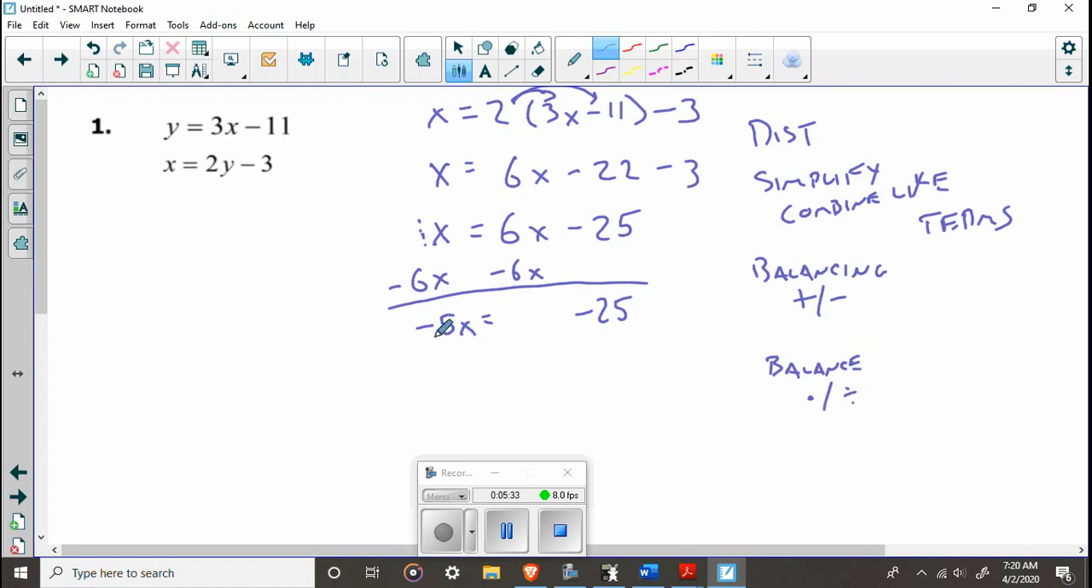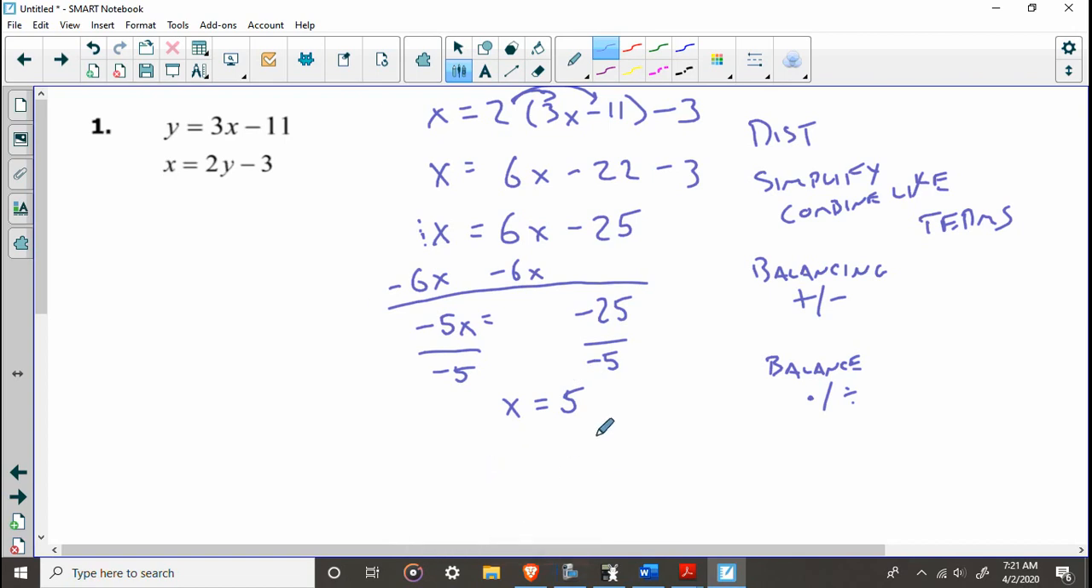In this case, this is negative 5 times x. What's the opposite? Let's divide by negative 5 on both sides, and we'll find out that x is equal to negative 25 divided by negative 5, which is positive 5. So now we've got x, but we're not done. We need to find y.